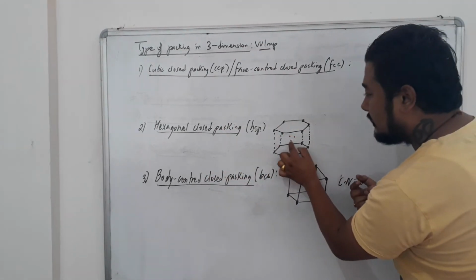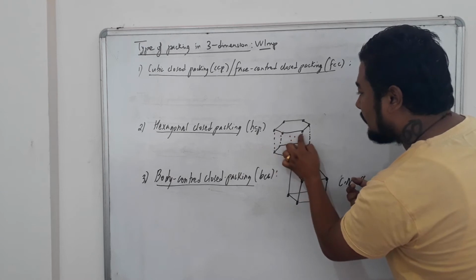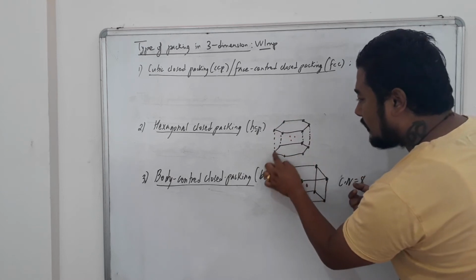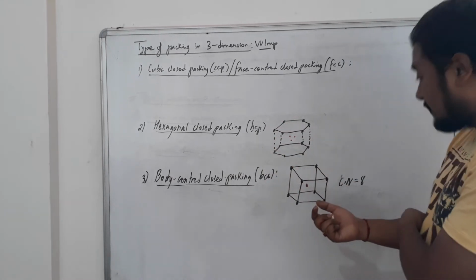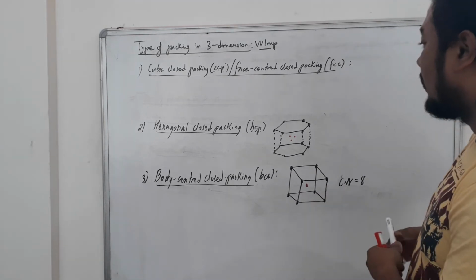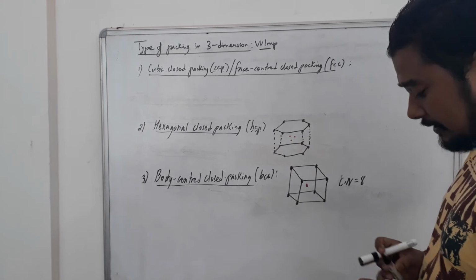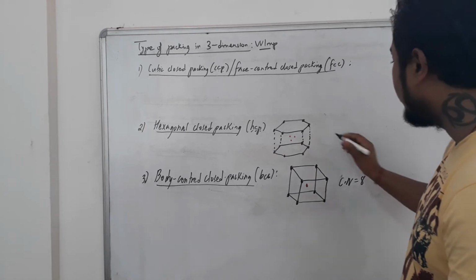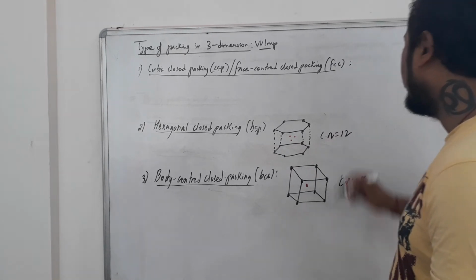You can see this red particle. It is surrounded by 1, 2, 3, 4, 5, 6 from up, 1, 2, 3, 4, 5, 6 from down. So 6 plus 6 makes it 12. So do remember its coordination number is 12. How did it become 12? 6 plus 6 makes it 12. So the coordination number here is 12.